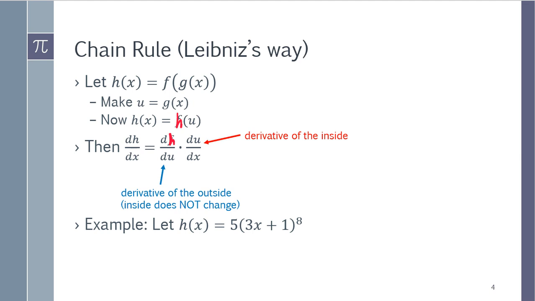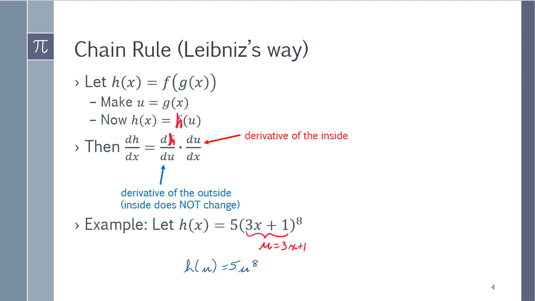In other words, I'm going to rewrite h of x so that it's still the function h, but it's in terms of an independent variable u and not x. So if I want to think of it that way, I would say, okay, I'm still looking for the inside. The 3x plus 1, instead of calling it the inside, I'm going to say that u is equal to 3x plus 1. So that now h of u is 5 times u to the 8th.